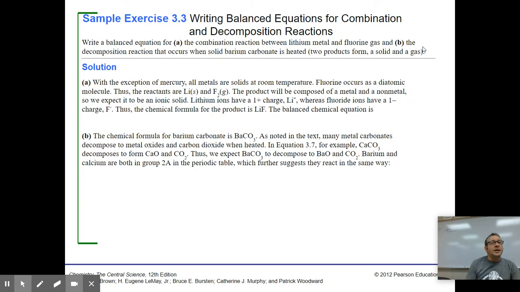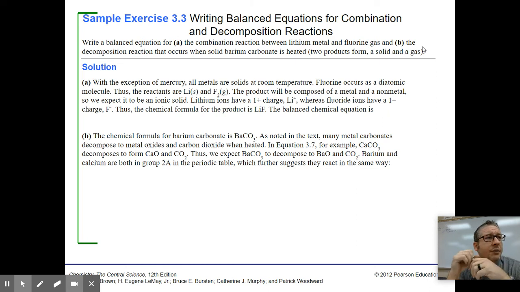All right, so let's talk about writing balanced equations for combination and decomposition reactions. So I'm just going to talk briefly about the sample exercise here. And one thing I want to point out is you are not always going to be given the chemical formulas, okay? For instance, you're going to see situations where you are given the names of the compounds and you have to come up with the chemical formulas. That is why I put such great emphasis on knowing the rules of naming and formula writing for compounds. Okay, there's no turning back now.